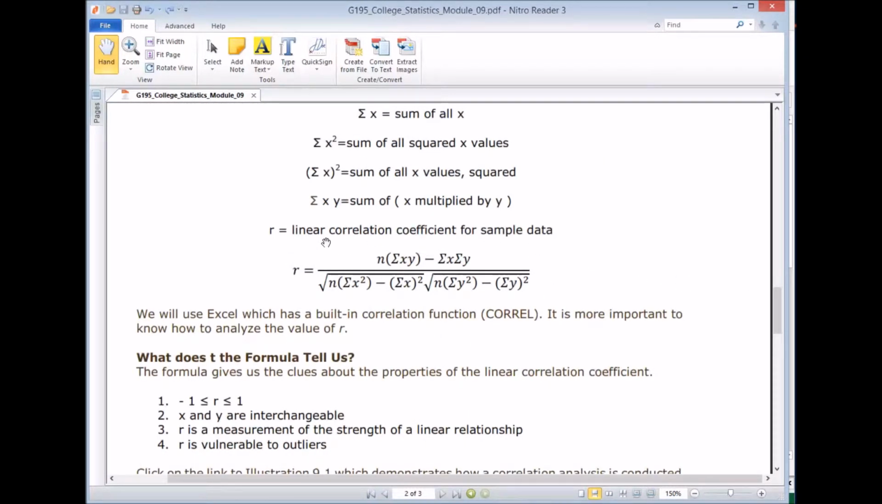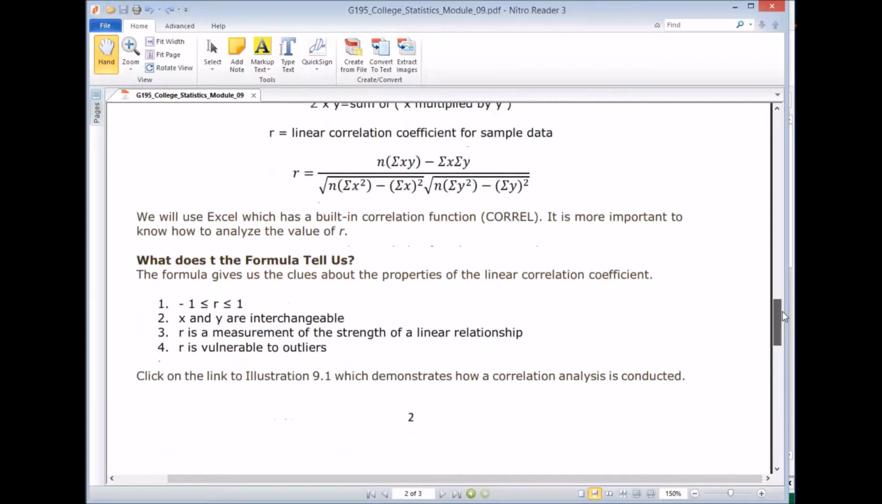As you can see, it's pretty cumbersome to do by hand. So what we're going to do is use Excel, and it has a built-in correlation function, CORREL. So that's what we'll use. It is more important for you to understand what the R represents. So let's take a look at what the R says.